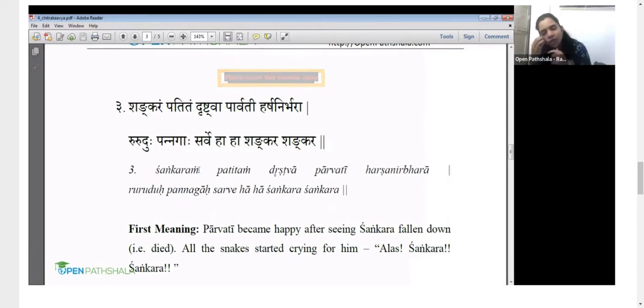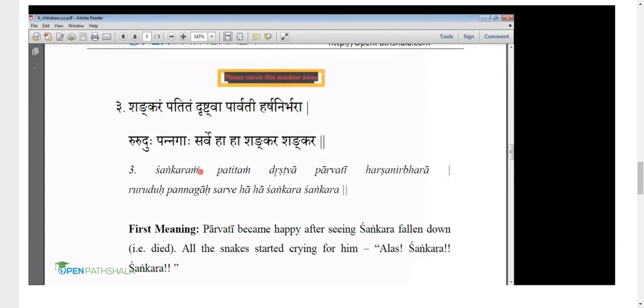Okay. Forget about Shankara. Parvati. Do you know the etymology of Parvati? From where does the word Parvati come?